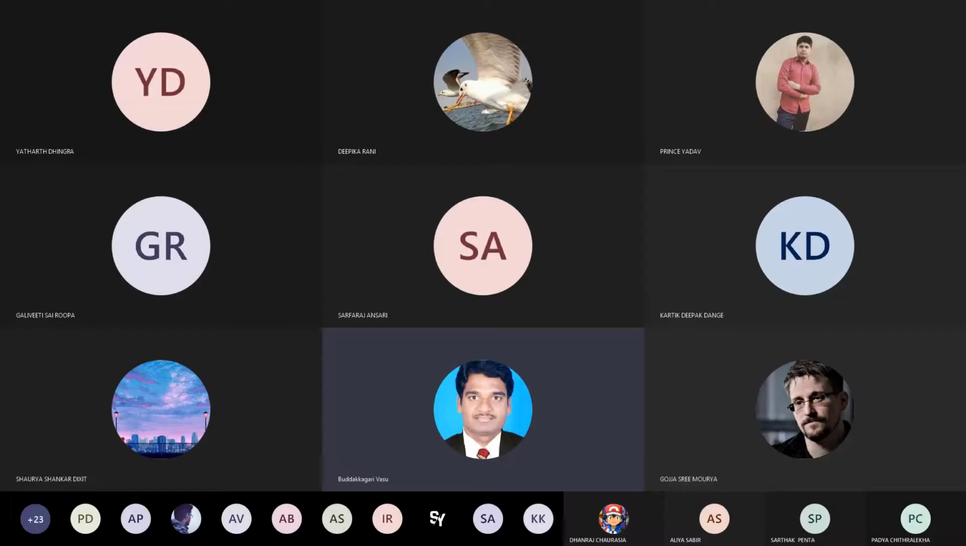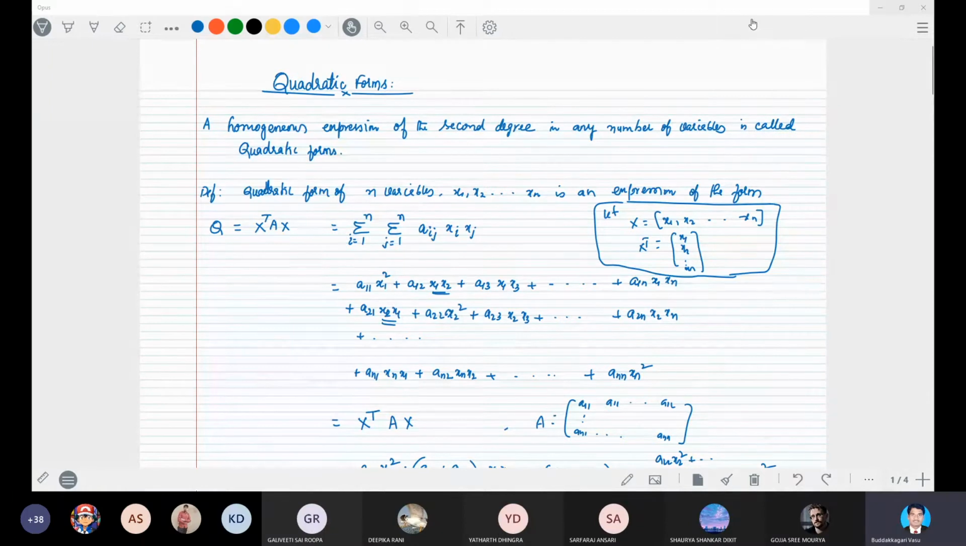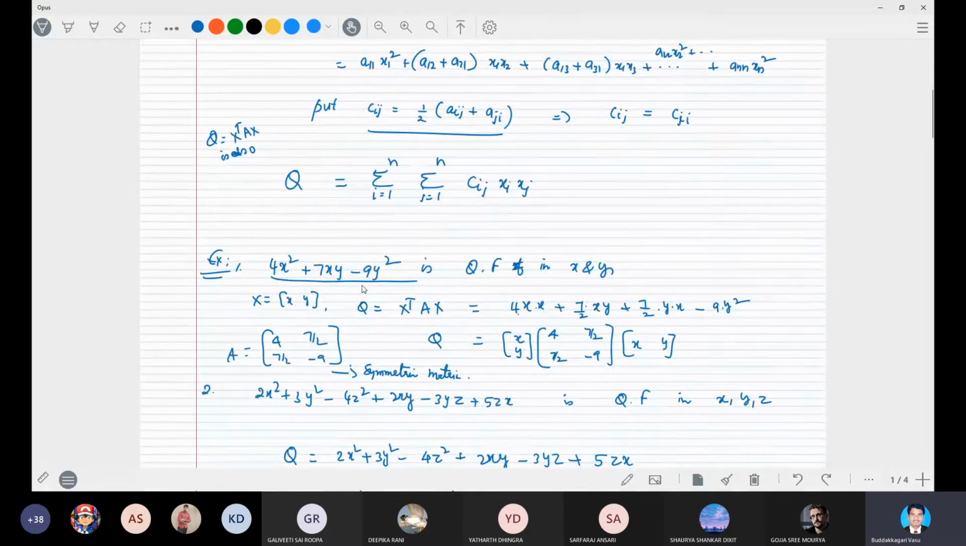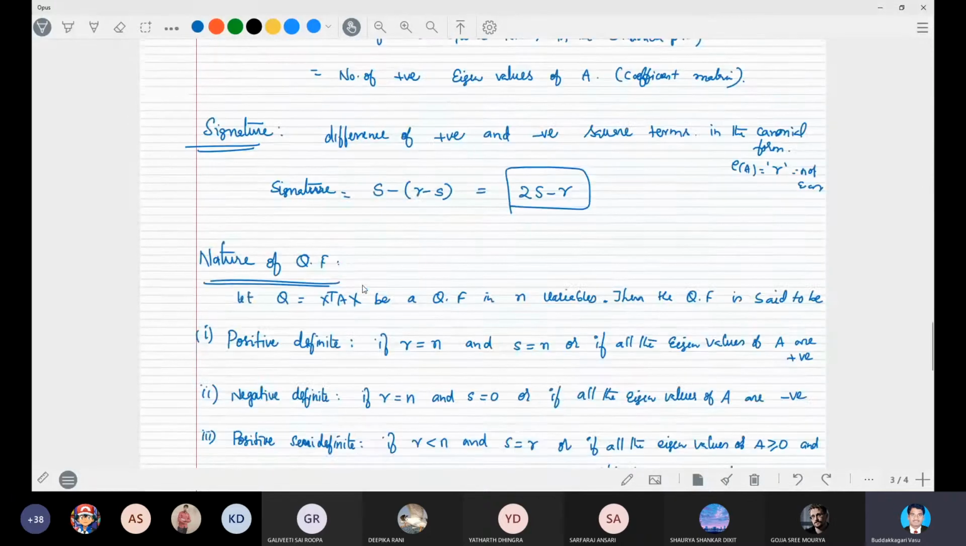In the last class, we have seen the quadratic forms, how to find the quadratic form from the given matrix, or if the quadratic form is given, then how its coefficient matrix can be extracted, and the nature of that one. Okay, now let's do the problem on that. Before going to the problem, we will revise the nature of the quadratic form.